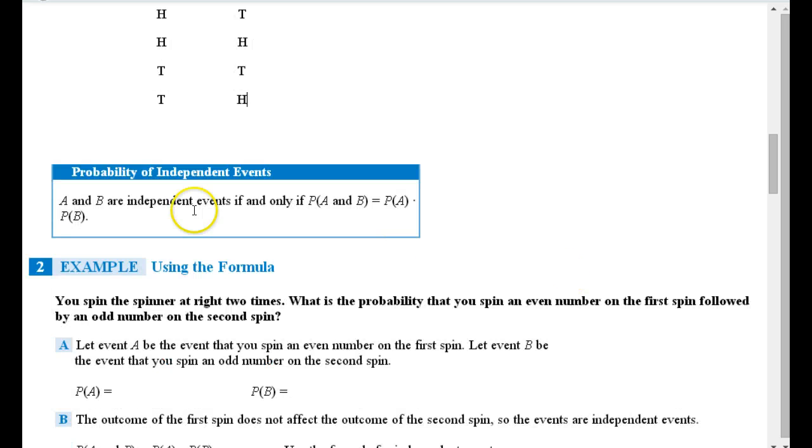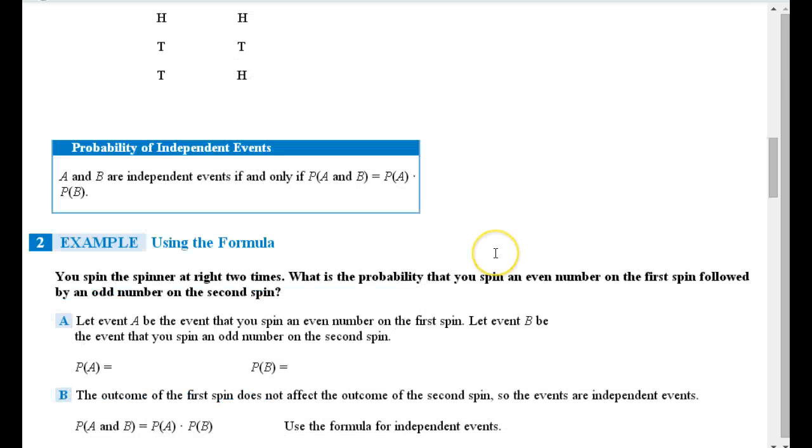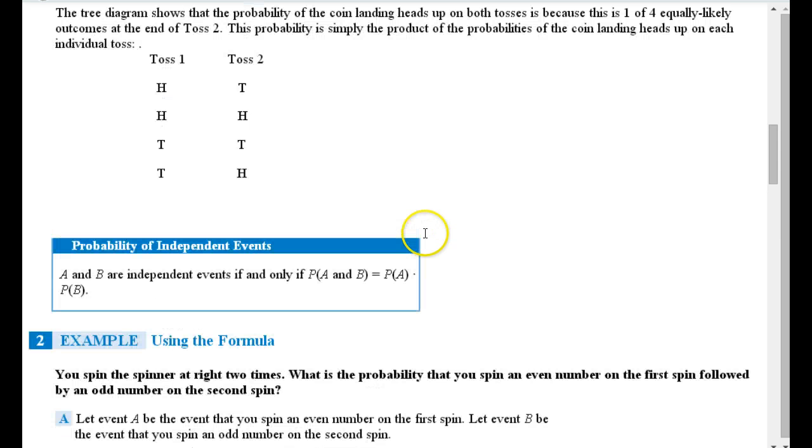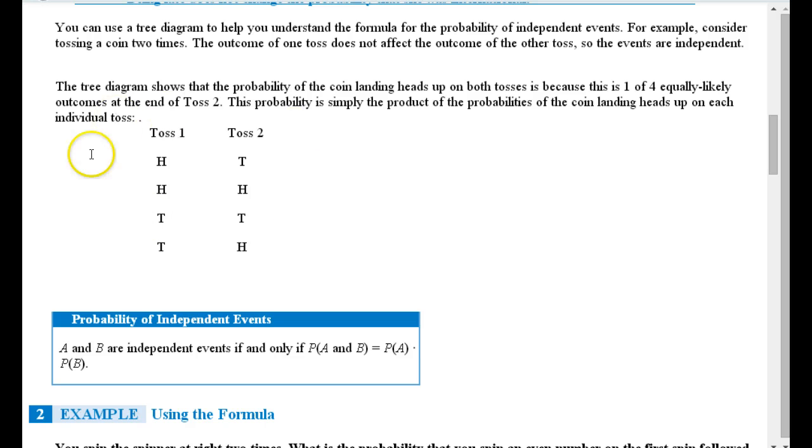All right, so the probability of independent events A and B is equal to the probability of A times the probability of B. Well, that's a really important thing to know. So we spin the spinner 2 times. Now, how do we do that? Remember, that's where this comes in. Maybe I'll even try drawing it again. Okay, so we have heads, and we have tails.